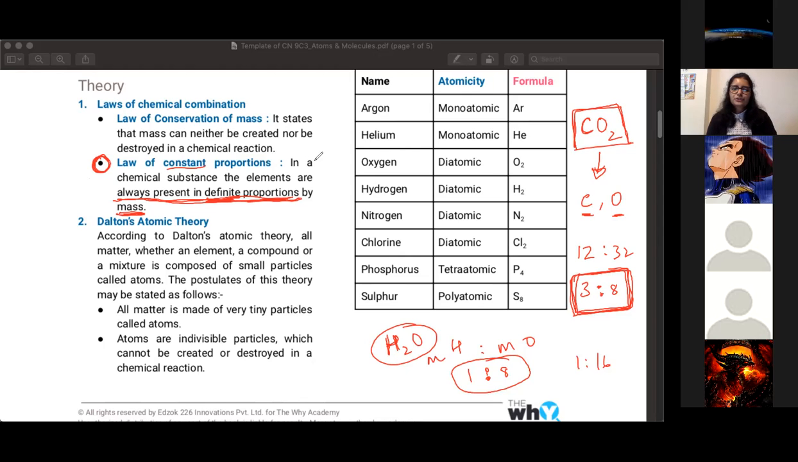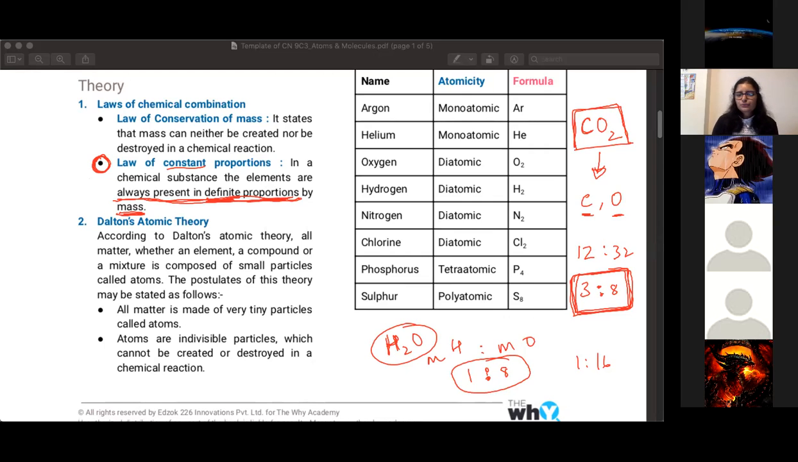Law of constant proportions. If you take any chemical substance, whatever elements it's made up of, the elements are always present in definite proportions by mass. Okay? Clear? Yes, ma'am.